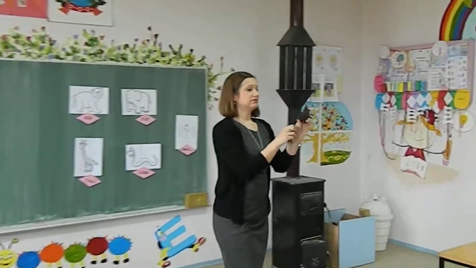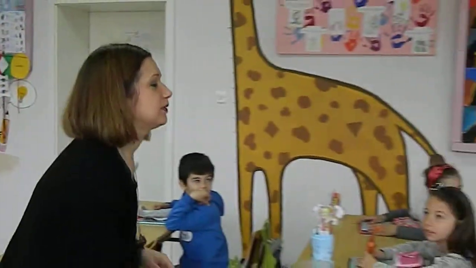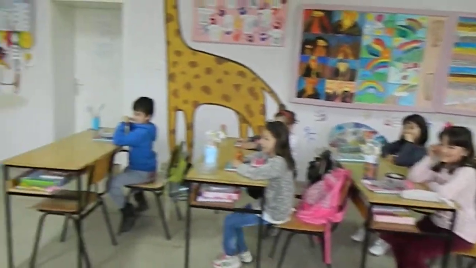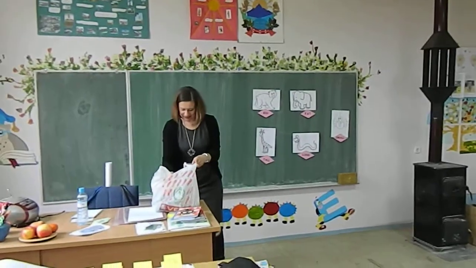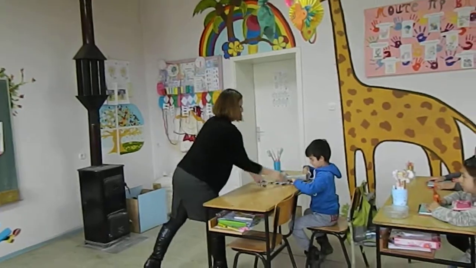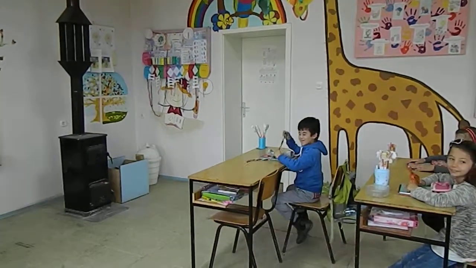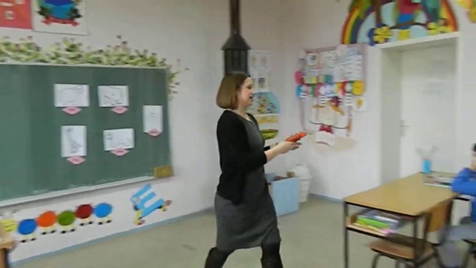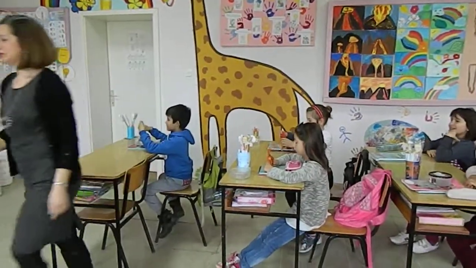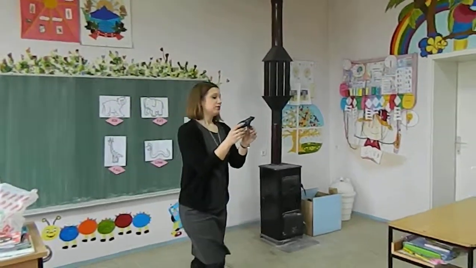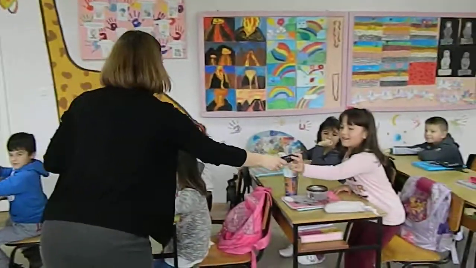Now, what's this? Hippo. Yes, Giovanna. Catch the hippo. Now, what's this? Snake. Snake, yes. David, you get the snake. Now, what's this? Tiger. Tiger, yes. Nina, you get the tiger. Here you are. Now what's this? Bear. Okay, Maria, you get the bear. Here you are.